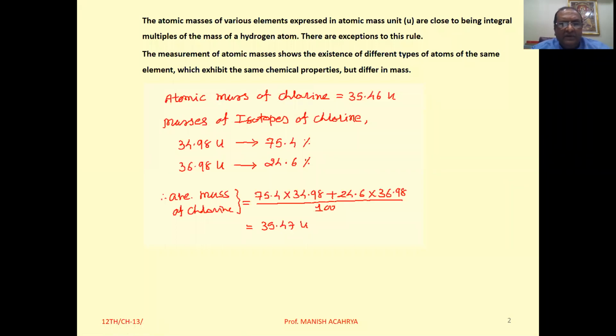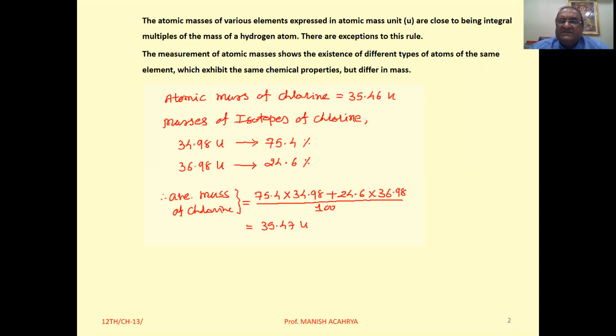Now see, when we represent any element, first we think about its atomic number, which is represented by symbol Z. That represents the number of protons in the nucleus, or we can say the number of electrons in the atom, because the atom is electrically neutral. So obviously the number of protons and the number of electrons will be identical.